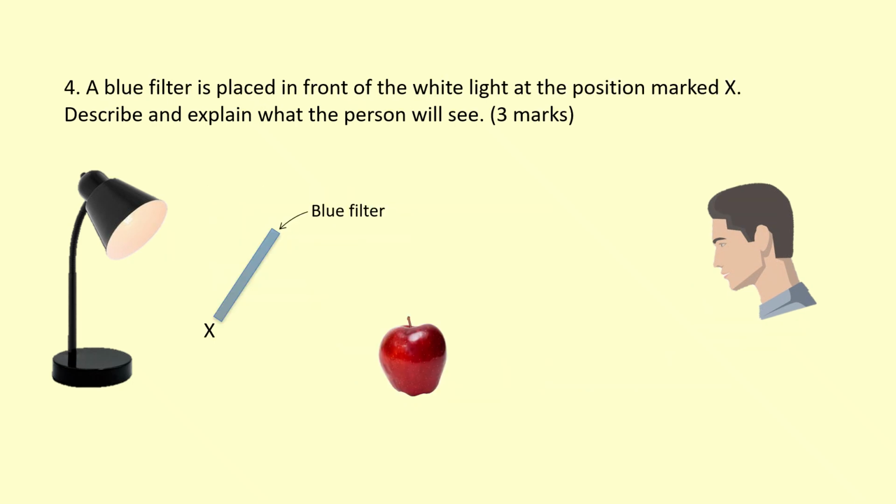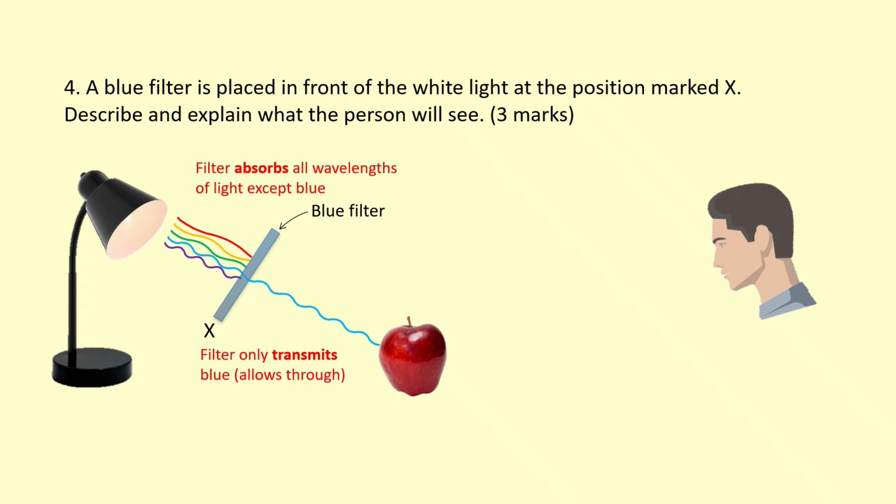Example 4. A blue filter is placed in front of a white light at the position marked X. Describe and explain what the person will see. So remember, white light is made of all different wavelengths and it's going to hit this blue filter. But the blue filter is actually going to absorb most of the light, all the wavelengths, except for blue, which it's going to allow to pass through. We say that the blue gets transmitted through. The wavelength corresponding to blue is transmitted through. So make sure you use words like absorb and transmit.